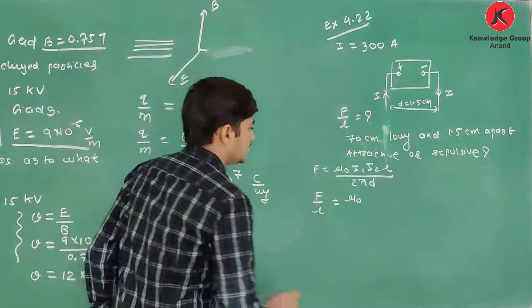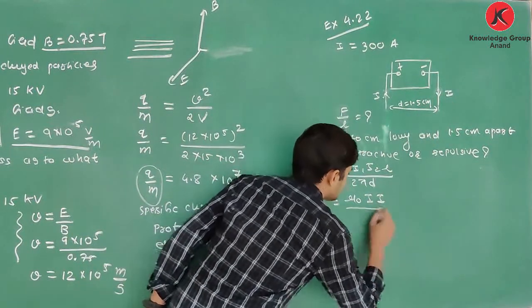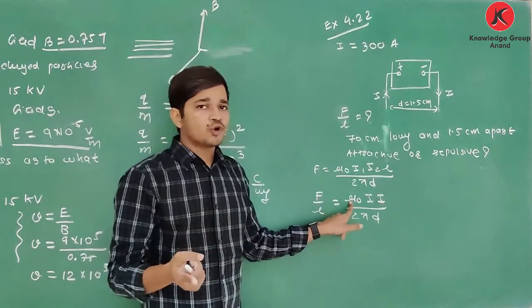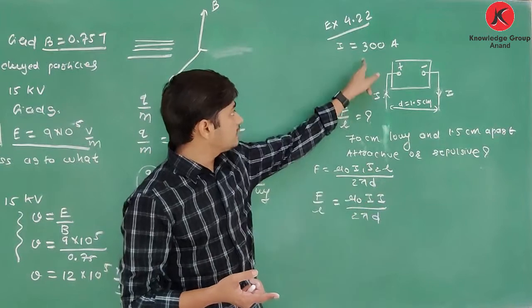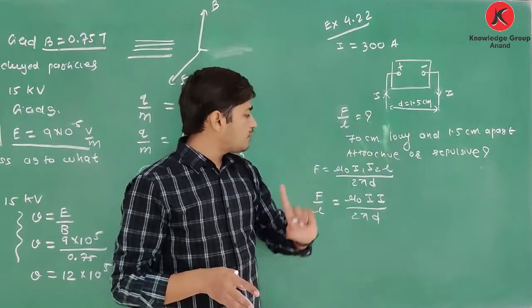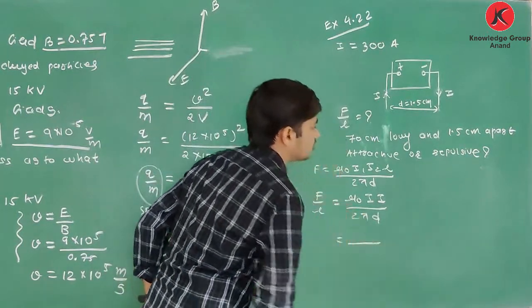Clear about this? Then yes, from both wires, the magnitude of current is the same. The force per unit length is mu 0 I1 I2 divided by 2 pi d. Here mu 0 is 4 pi into 10 raised to minus 7, I is 300, 2 pi as it is, and d is 1.5 centimeter. You have to convert it into meter. You can easily calculate this answer.